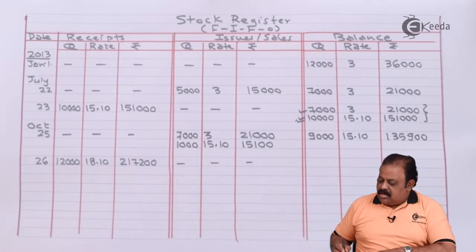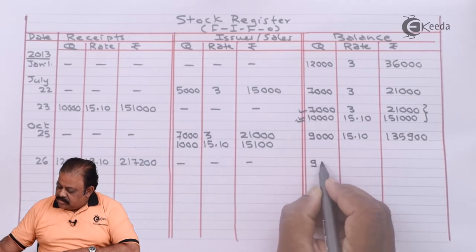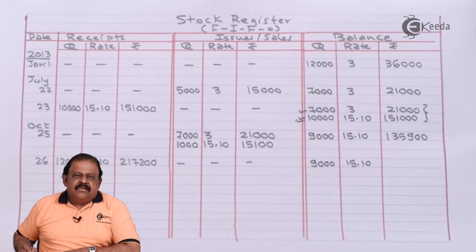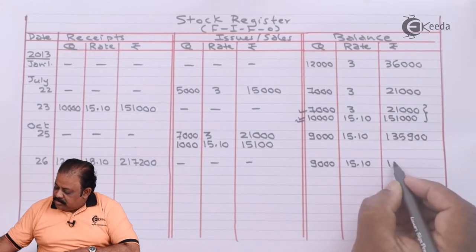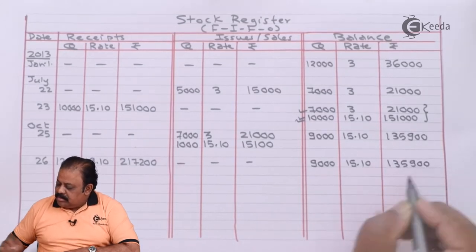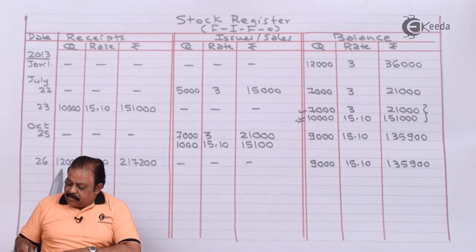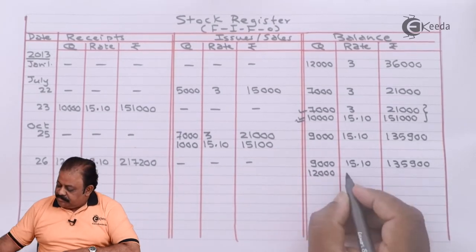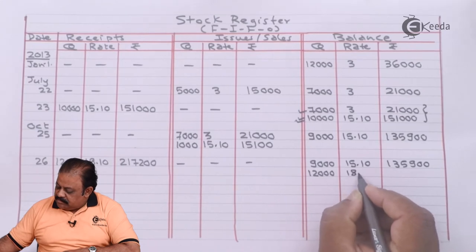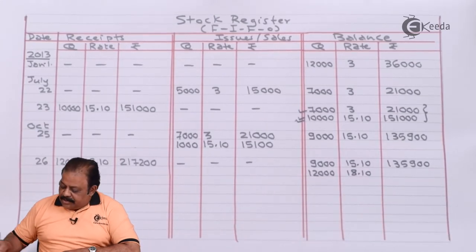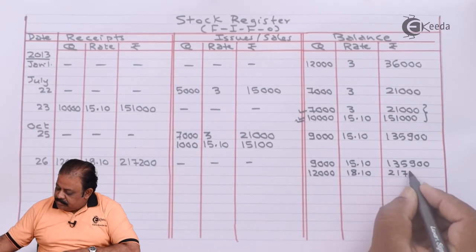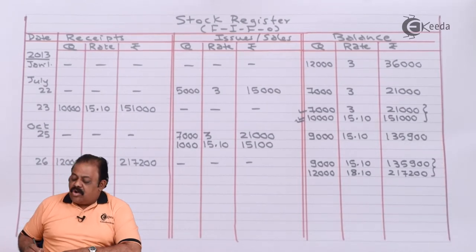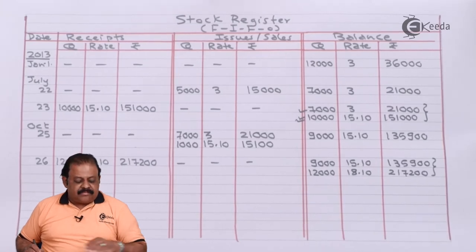Now we'll be recording closing stock. We have 9,000 units at the rate of 15 rupees 10 paise, value 1,35,900. Fresh purchase will be added here now. 12,000 units, rate 18 rupees 10 paise, value 2,17,200. So we have now two different stocks, 9,000 units and 12,000 units.